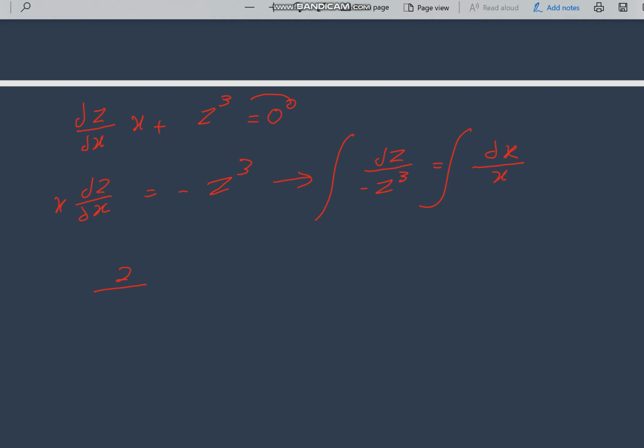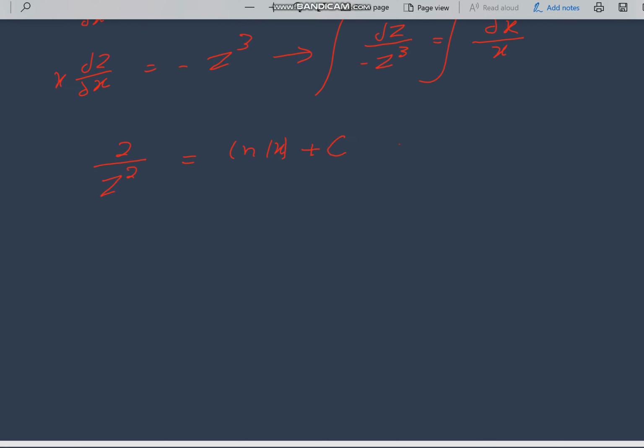That will end up as 2 divided by z squared equal to ln of the absolute value of x plus c. Don't forget the constant of integration. Last thing, we want to solve it in terms of z squared. So z squared will be equal to 2 divided by ln of the absolute value of x plus c. So z is equal to the square root of 2 divided by ln of the absolute value of x plus c.